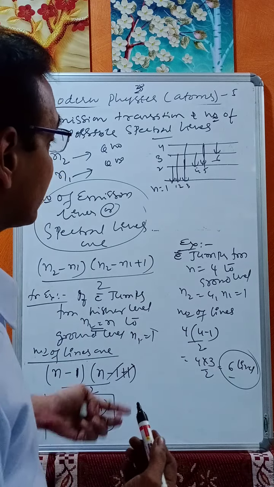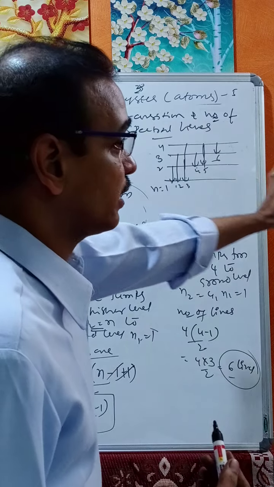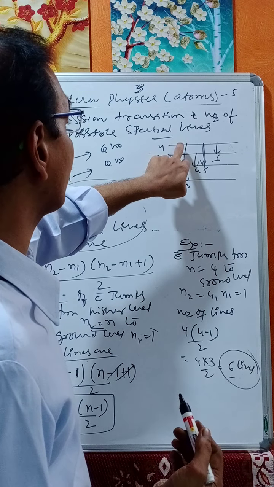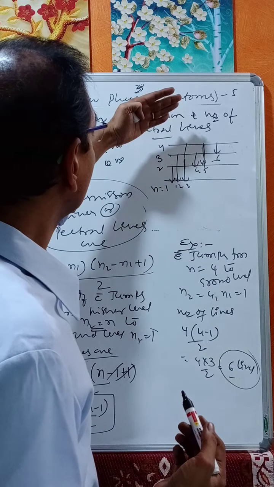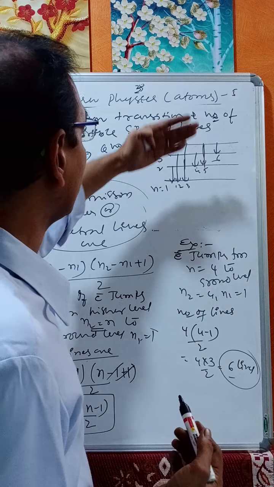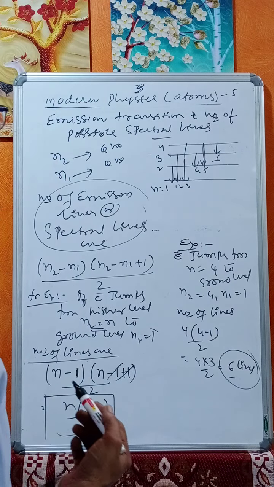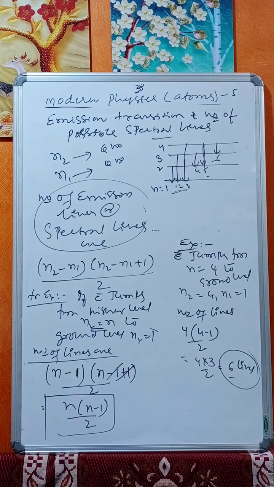How can we get 6 lines? We have 4 energy levels: n equals 1 is the ground level, then 2, 3, 4. The electron jumps from the higher level 4. The possible transitions are 4 to 1, 3 to 1, 2 to 1, 3 to 2, 4 to 2, and 4 to 3. These are the only possible transitions. Therefore, the total number of lines is 6 only.